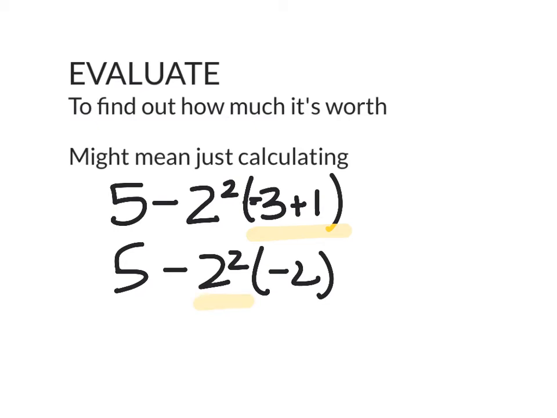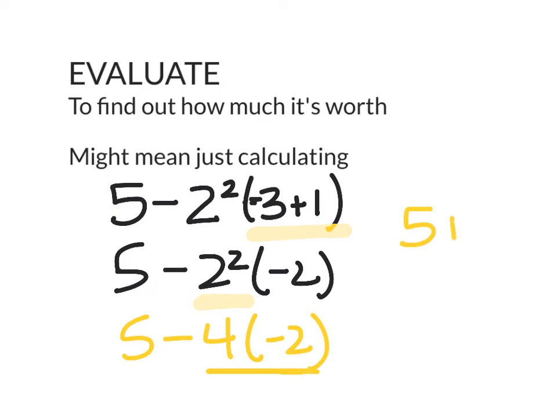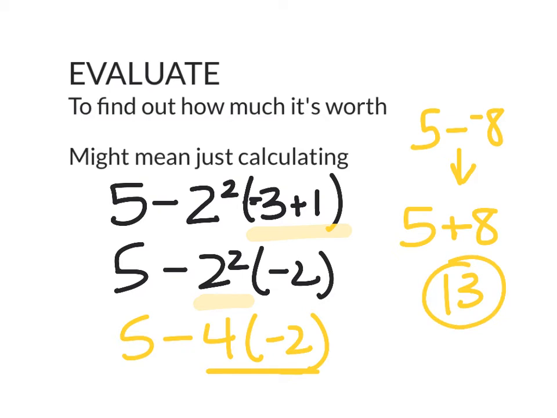So then you get 5 minus 4 times negative 2. And then you've got to do the multiplication in order. And there's the 5 minus, that's not multiplication or division. Some of you learned the order of operations wrong, and you've got to remember that it's just multiplication or division in order. So now it's 5 minus negative 8, or 5 plus 8, because 5 minus negative 8 is the same thing as 5 plus 8, and then you end up with 13. So sometimes evaluating is just finding out how much it's worth.